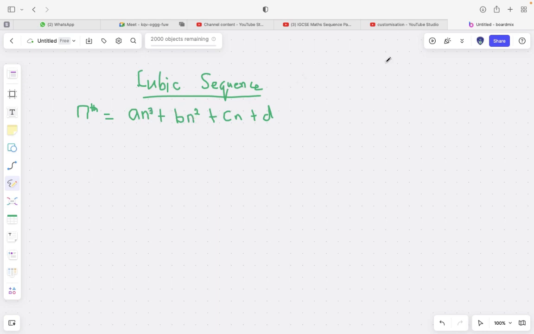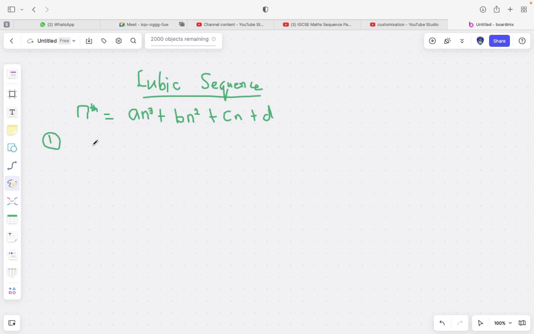Okay? For quadratic sequence, remember, the highest power was 2. It was an squared plus bn plus c. That was quadratic sequence. But for cubic sequence, this is the nth term. So let's take one problem and evaluate it and see how we solve a cubic sequence.